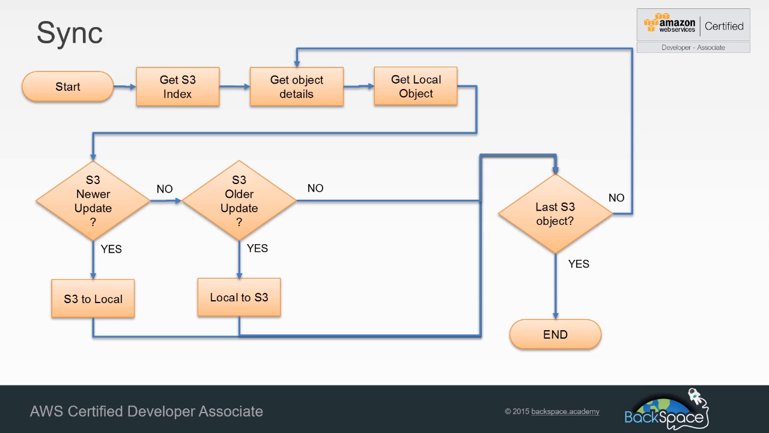So if the S3 is a newer update, then we're going to transfer the object from S3. We're going to copy that to local storage. If the S3 is an older update, then we're going to copy the local object to Amazon S3. And if it's neither, then we just keep going back around until we go through the entire list, until we get to the last S3 object on that list, and then we finish.